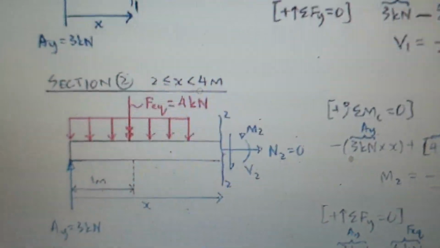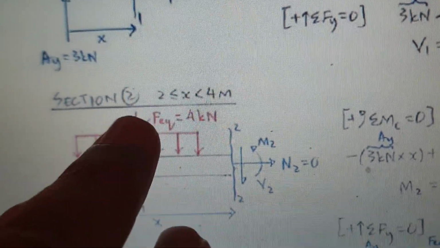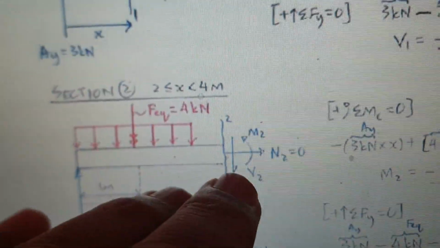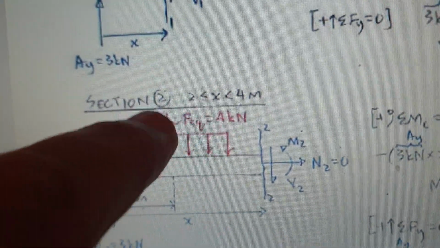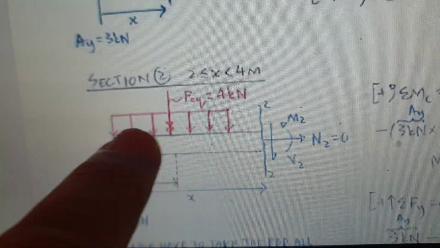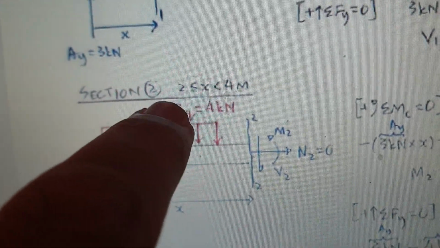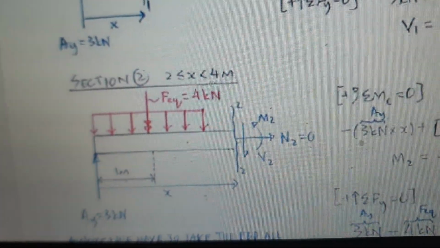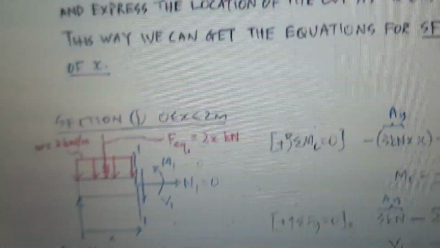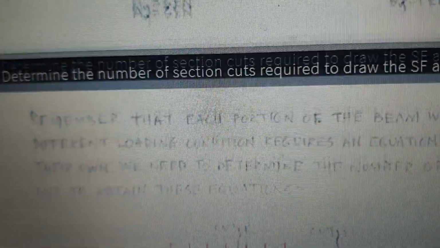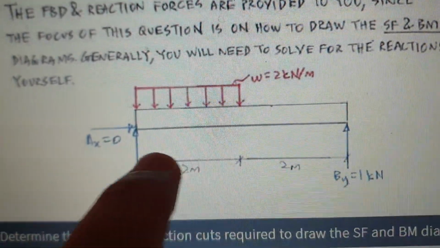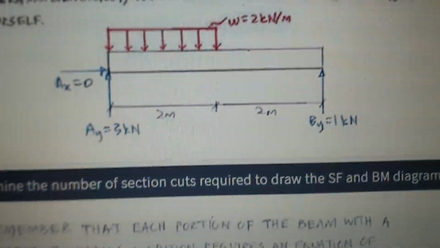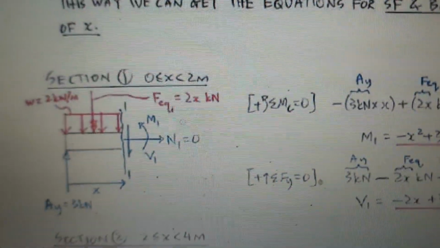Now let's do the other section, because we have to find this section with the loading and the other section without the loading. This is going to be in the center. This is 2 meters, and this is going to be 1 meter. In the center, the 4 kilonewton is the equivalent loading, remember. This is 2 times 2, that's 4, and it's at 1 meter. And we're going to do the cut here, and we're going to call it an X.